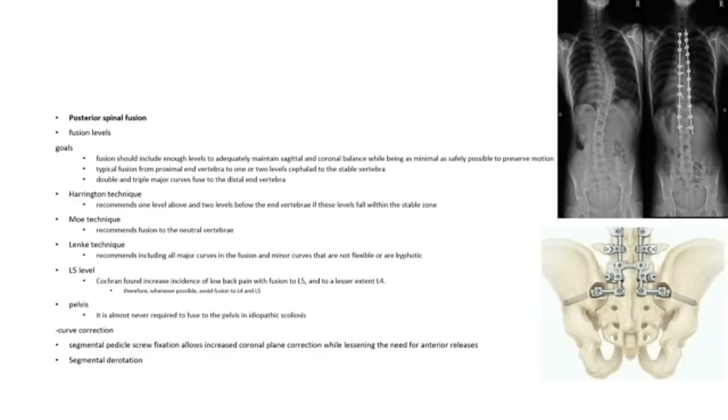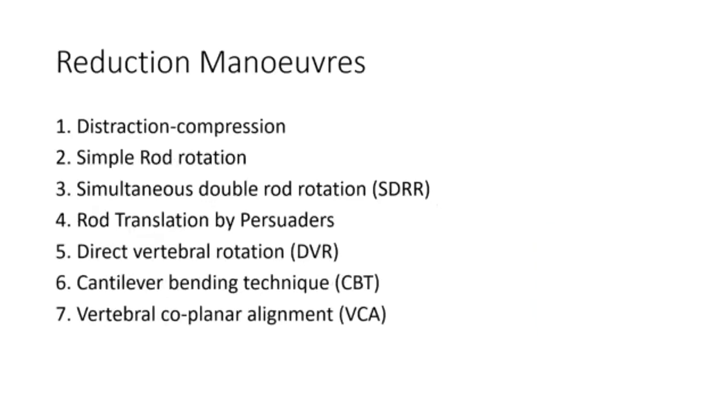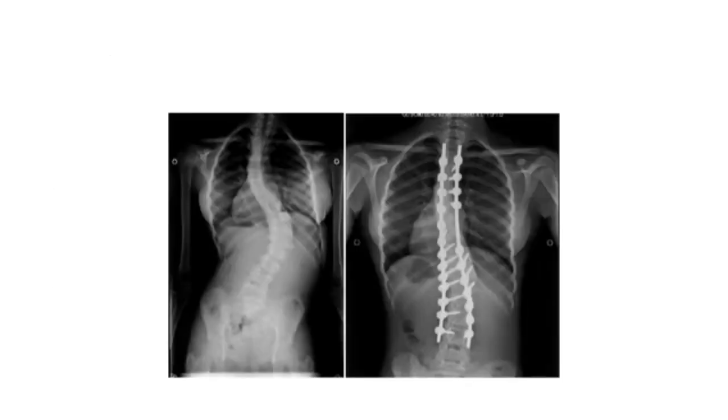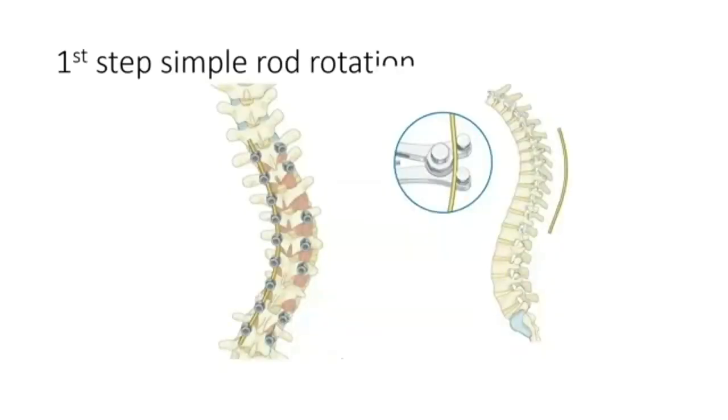Curve correction is done by a lot of maneuvers. These are the reduction maneuvers: distraction compression, simple rod rotation, simultaneous rod rotation, rod translation by persuaders, direct vertebral rotation, cantilever bending technique, and vertebral coplanar alignment. This is an example of correction only using compression and distraction. So you're going to compress the convex side and distract the concave side.